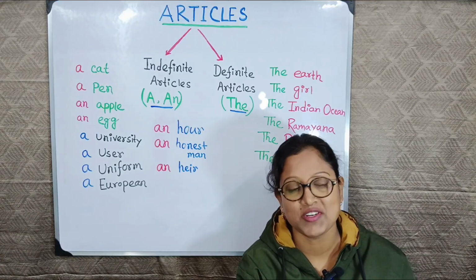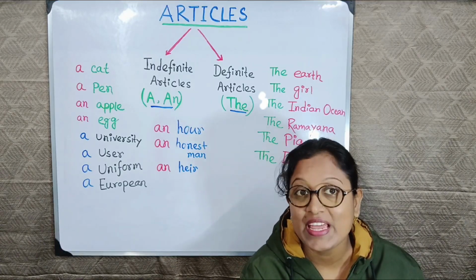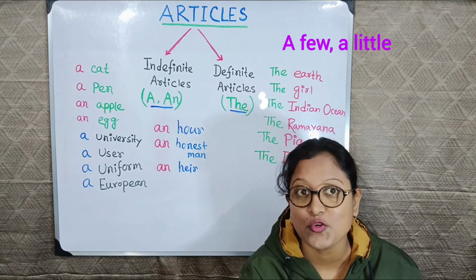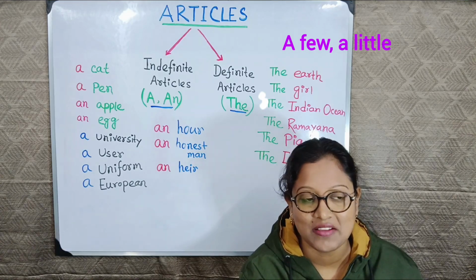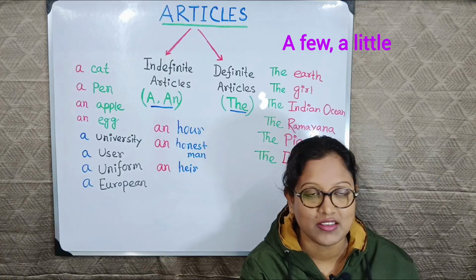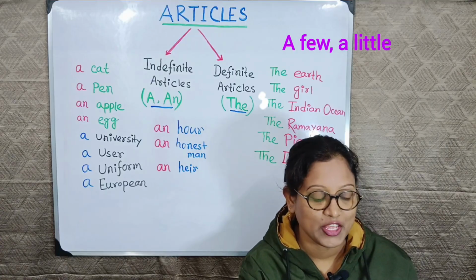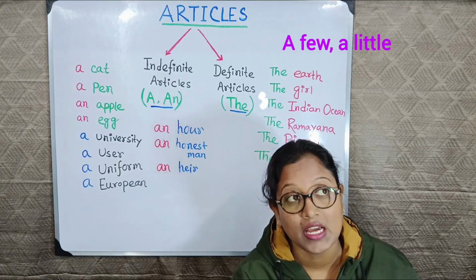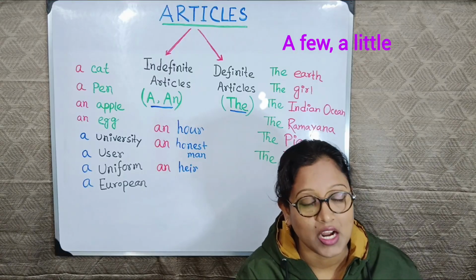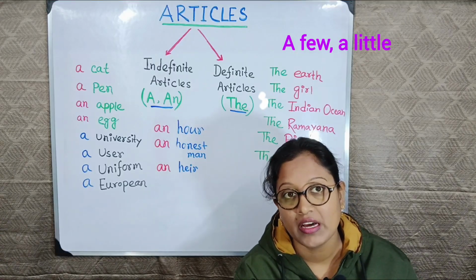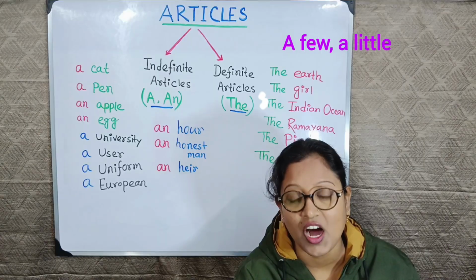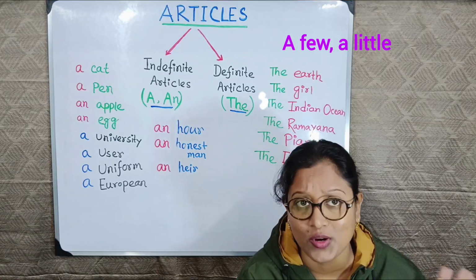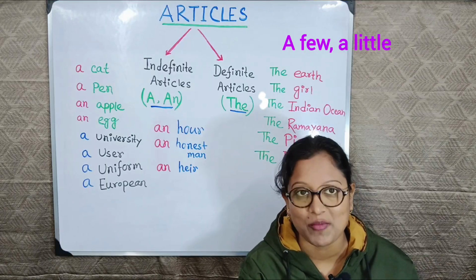Next, I think number 6. We use a with the words few, little, a few, a little. I hope you remember that while we were learning countable and uncountable nouns, there we learned a few, a little. A few means a small number for countable plural nouns, and a little means a small amount. Clear?